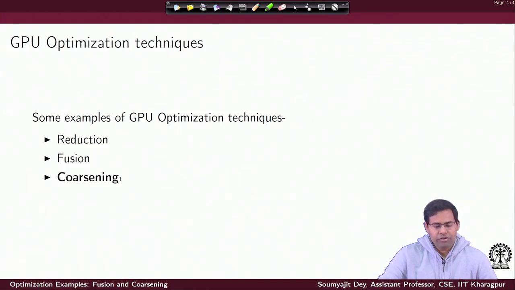So, with this we will end this lecture, and in the next lecture we will start with another optimization technique which is thread coarsening. Thank you for your attention.